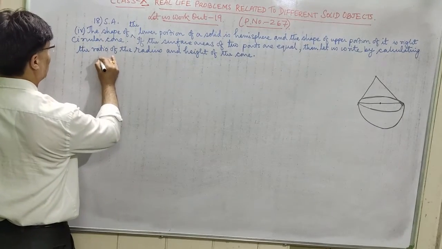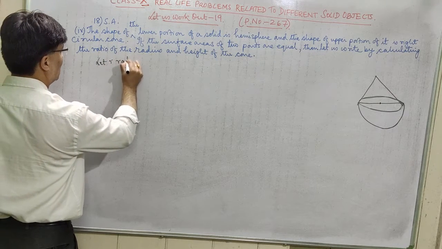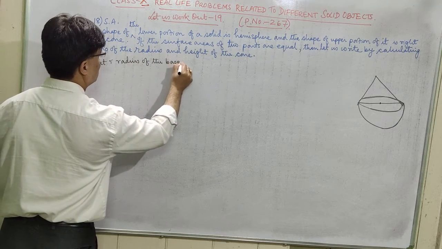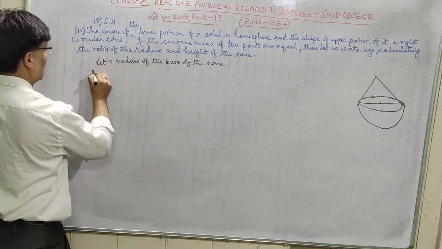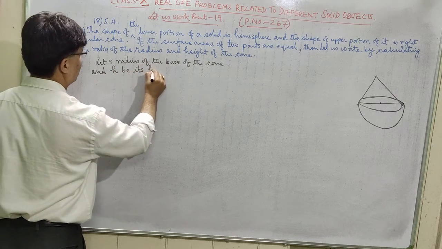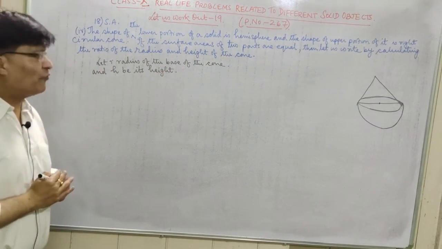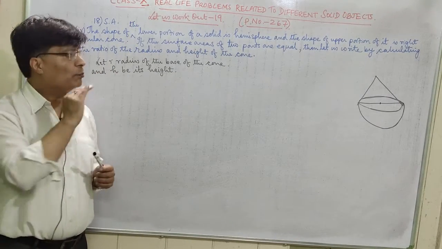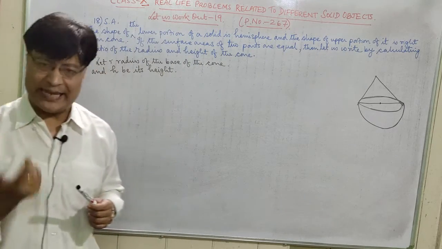So let us write here, let R be the radius of the base of the cone and h be its height. For this cone you have to find out the surface area, because in the question it is given that both the figures, the cone and the hemisphere, have the same surface areas.